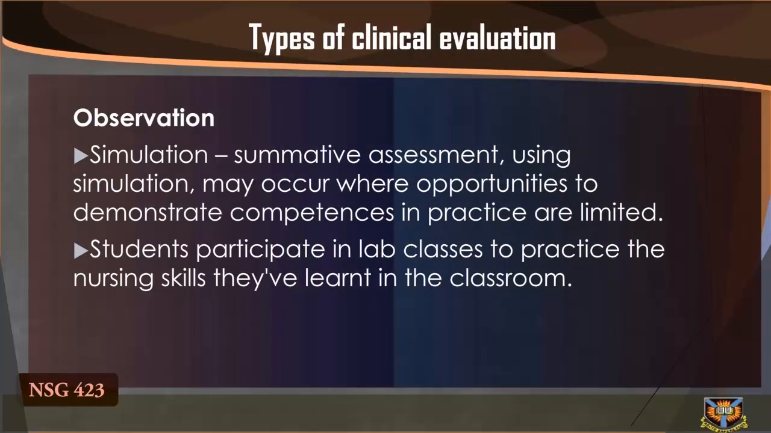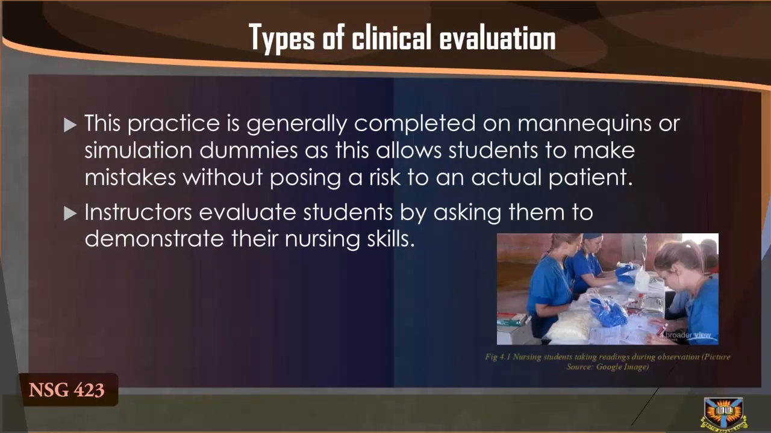Types of clinical evaluation. Observation. Simulation. Summative assessments using simulation may occur where opportunities to demonstrate competence in practice are limited. Students participate in lab classes to practice the nursing skills they have learnt in the classroom. This practice is generally completed on mannequins or simulation dummies, as this allows students to make mistakes without posing a risk to an actual patient. Instructors evaluate students by asking them to demonstrate their nursing skills.